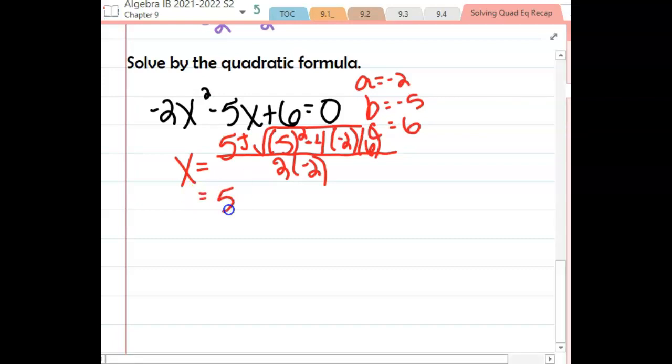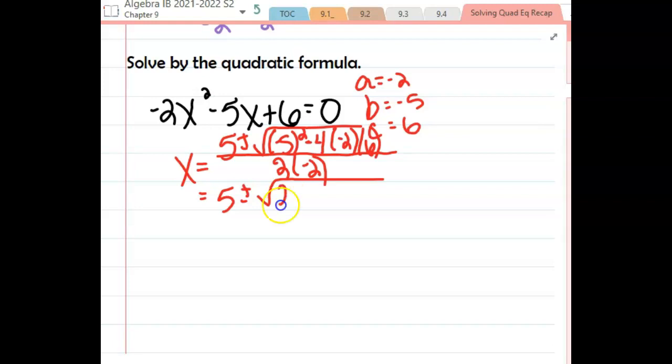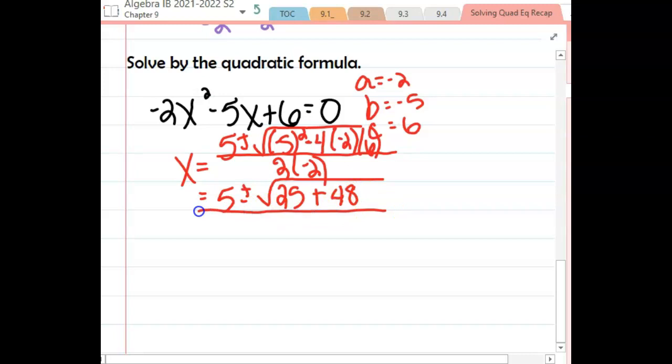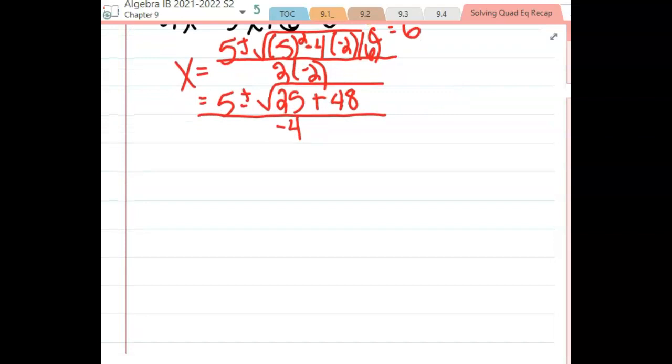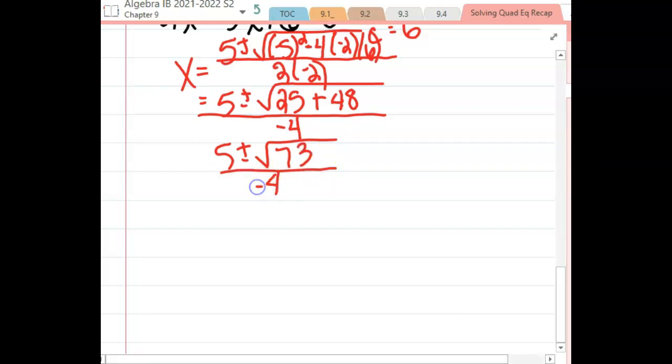So that first step in simplifying, 5 plus or minus the square root. Negative 5 squared, remember, doesn't matter if it's negative or positive, it's going to give you a positive answer, so that would be a positive 25. Now right here, I have a negative 4 and a negative 2. Those two negatives are going to make that a positive sign. 4 times 2 times 6 gives me 48. And then 2 times negative 2 gives me negative 4. So we're going to get 5 plus or minus the square root of 25 plus 48 gives me 73 over negative 4.